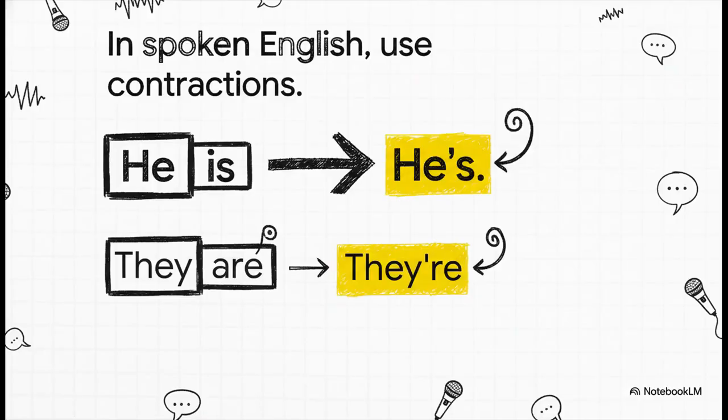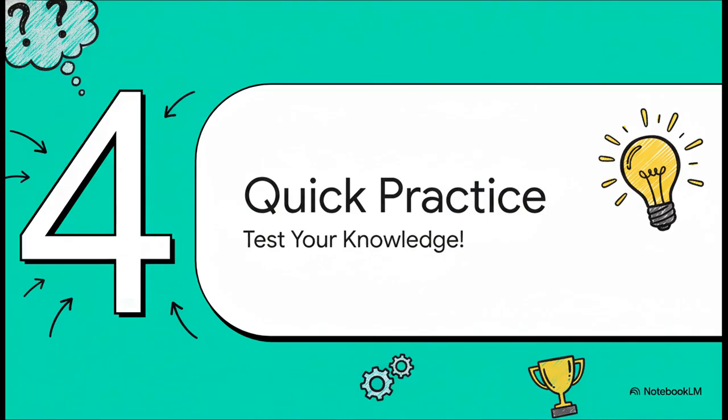And one last tip for sounding totally natural, use contractions. Seriously, in everyday spoken English, we almost always say he's instead of he is, and they're instead of they are. Using them just makes everything you say flow so much better. Okay, you've seen the rules, you've seen the examples. I think it's time for a quick practice run. You ready to see what you've learned?